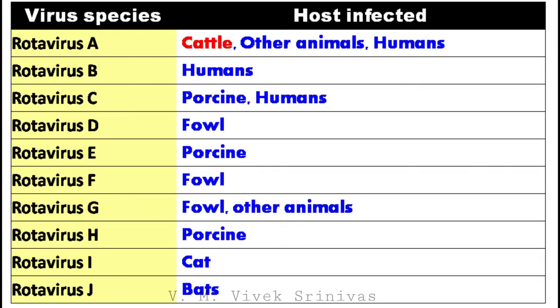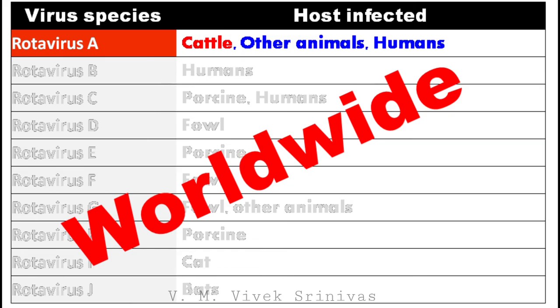There are 10 species under the genus Rotavirus causing this infection, affecting a wide range of species, named from Rotavirus A to Rotavirus J. Among these, Rotavirus A is the most common infection causing agent in calves, other animals, and humans. And they are distributed worldwide.